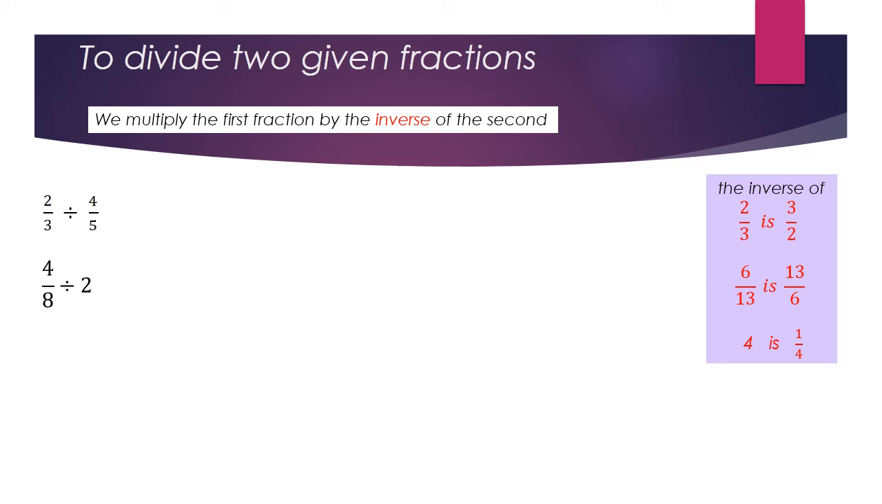Then the inverse of 6 over 13 is 13 over 6. The inverse of 4 is 1 over 4. So let's practice with these two examples. We have 2 over 3 divided by 4 over 5 and 4 over 8 divided by 2. So if we want to divide, as we say, we must make the inverse of the second fraction. So the new fractions are 2 over 3 times 5 over 4 and 4 over 8 times 1 over 2.